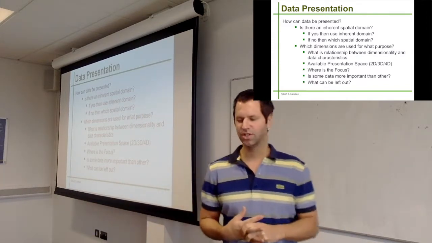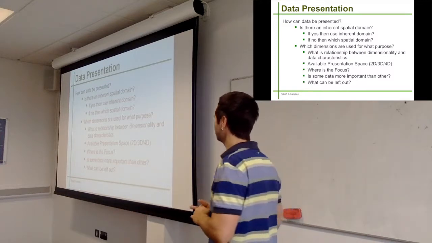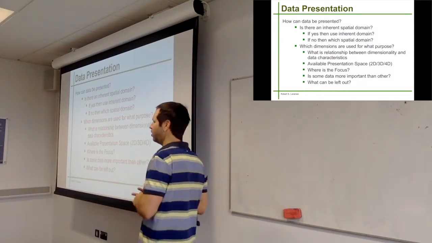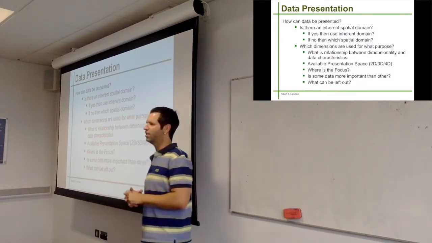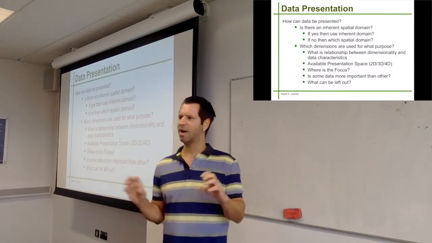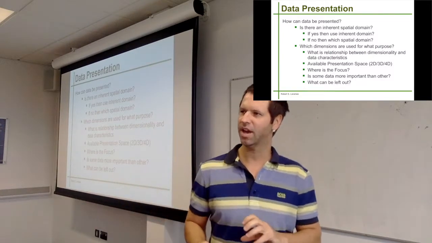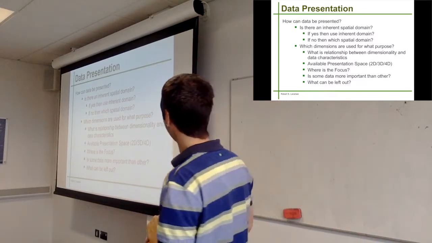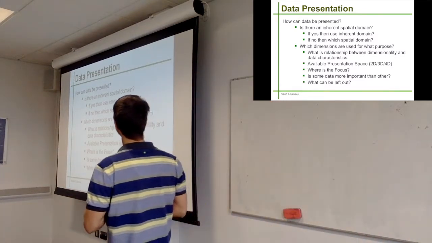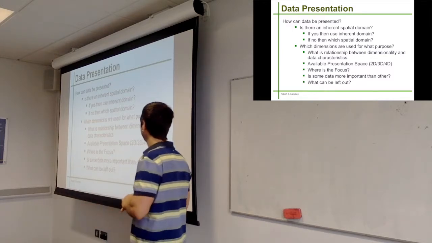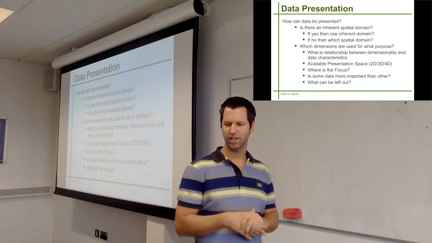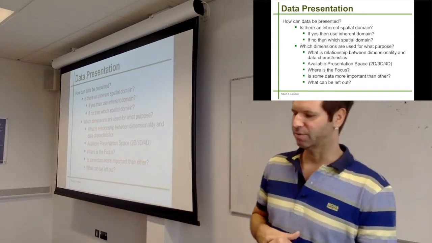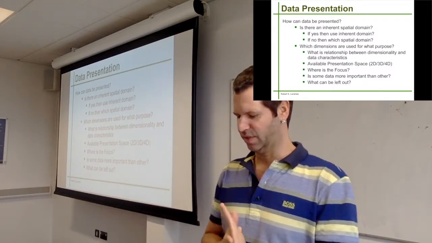And which dimensions are used for which purpose? Whenever we have a dimension in presentation space, it has a purpose. It has a mapping, a visual mapping, an x-axis, a y-axis, a z-axis. And what are those used for? And what is the relationship between the data dimensionality, the presentation dimensionality, and the data characteristics?